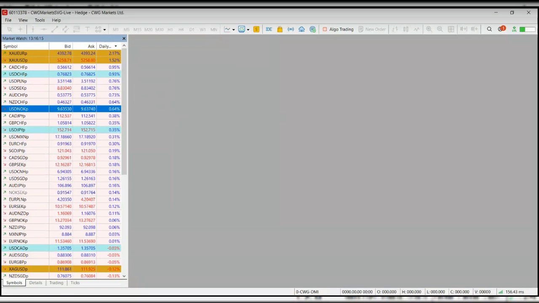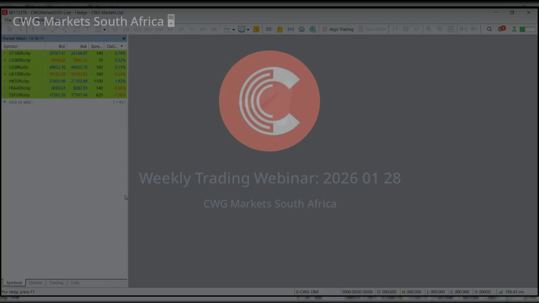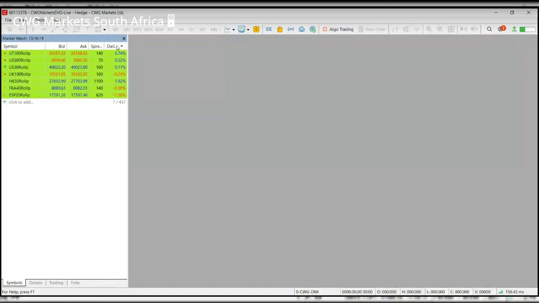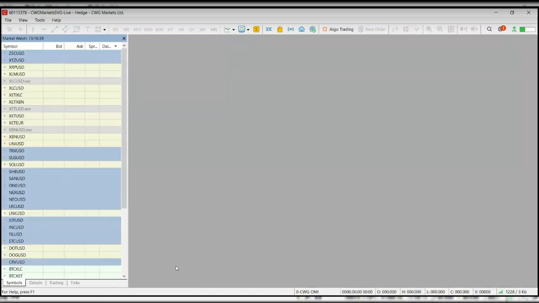Moving over to our stock indices and commodities, we've got the ESP 35, the IBEX 35, which is down 1.16% today. That's the biggest loser, and the biggest gainer, we've got the Hang Seng, which is up around 1.93% for the day so far. Then we move along over to our cryptocurrency side of things.